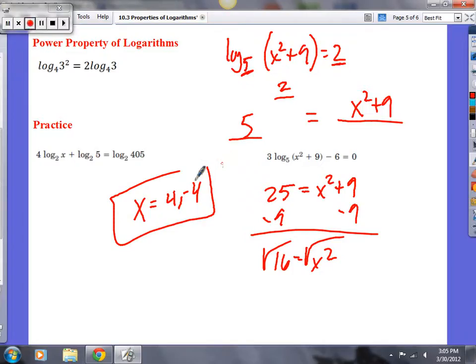So when we plug negative 4 in, negative 4 squared, negative 4 times a negative 4, that's positive 16. Positive 16 plus 9 is 25, so we're safe. So this one is actually a case where you do have two answers, and they're both legitimate. 4 and a negative 4.